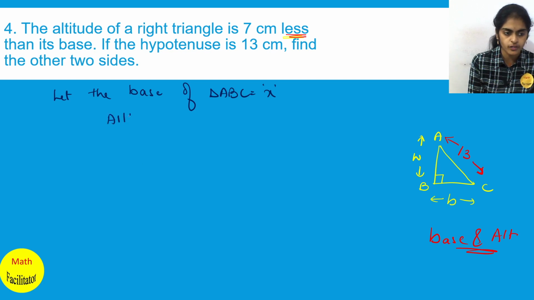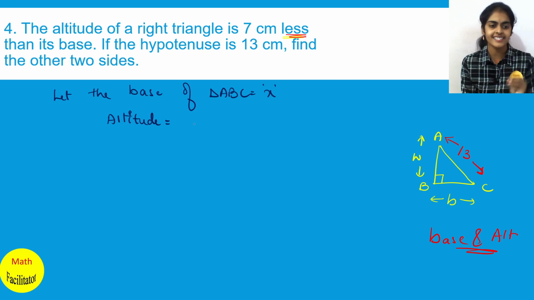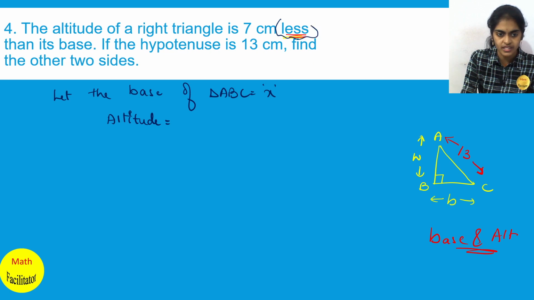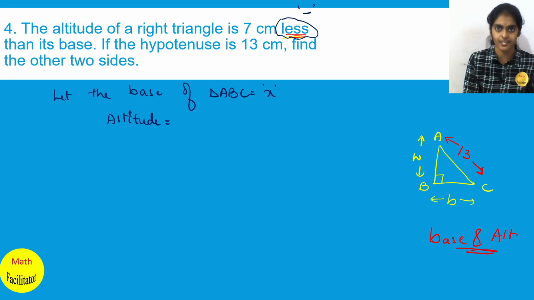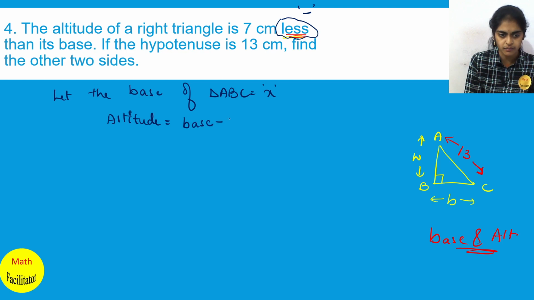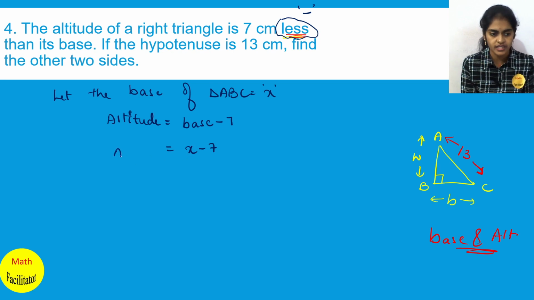Now, what about the altitude? As you already know, altitude is 7 less than its base. See the first line, altitude of this right angle triangle is 7 less than the base. Whenever you find this word less, as we discussed in the earlier class also, it is subtraction. So from the base, if you subtract 7, you will get your altitude. The base is x, so from x you have to subtract 7. So your altitude is nothing but x minus 7. Base is x and altitude is x minus 7. Till here is it clear?